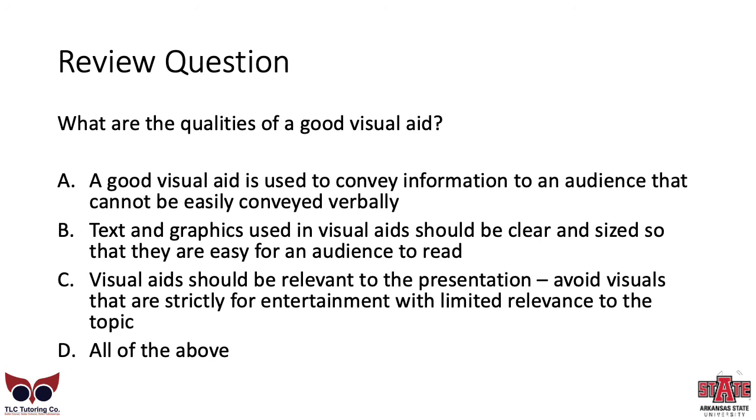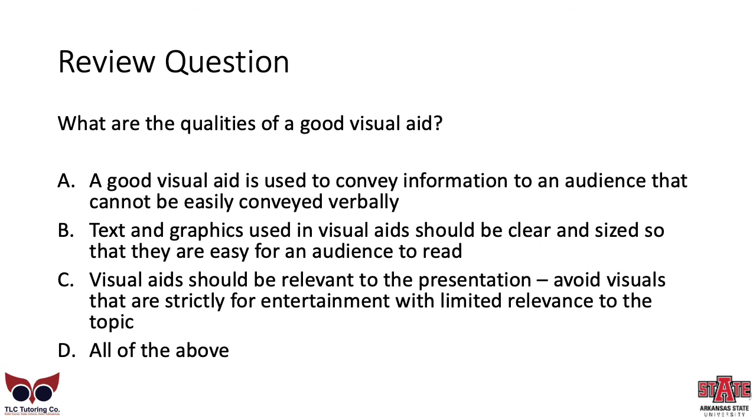A. A good visual aid is used to convey information to an audience that cannot be easily conveyed verbally. B. Text and graphics used in visual aids should be clear and sized so that they are easy for an audience to read. C. Visual aids should be relevant to the presentation. Avoid visuals that are strictly for entertainment with limited relevance to the topic. Or D. All of the above. The correct answer is D.